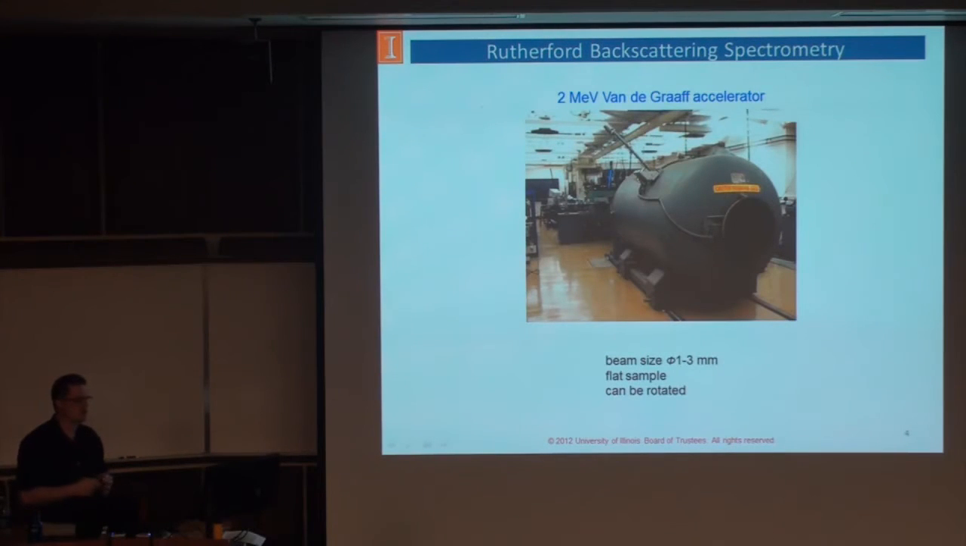Here at the MRL, we have one main instrument that we do Rutherford backscattering with. It's our 2 MeV Van de Graaff accelerator. It can actually run from about 0.7 to 2.4 MeV because we can also do ion implantation on it. It has a beam size that can go from about 1 to 3 millimeters. If you're going to use it, you're going to have a flat sample, and your sample can be rotated while it's in there.